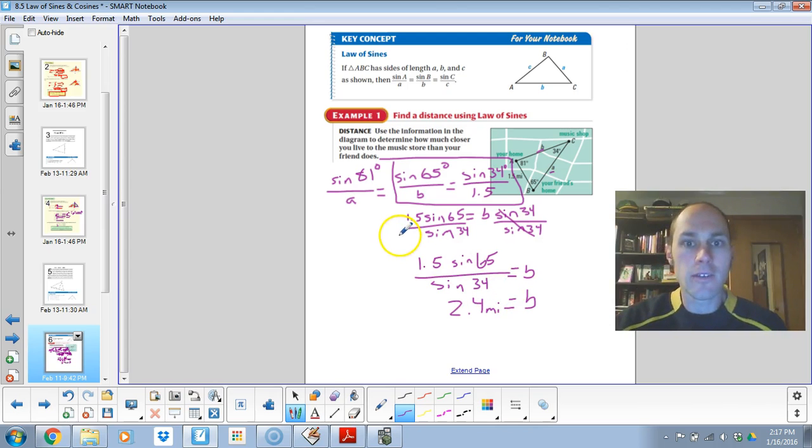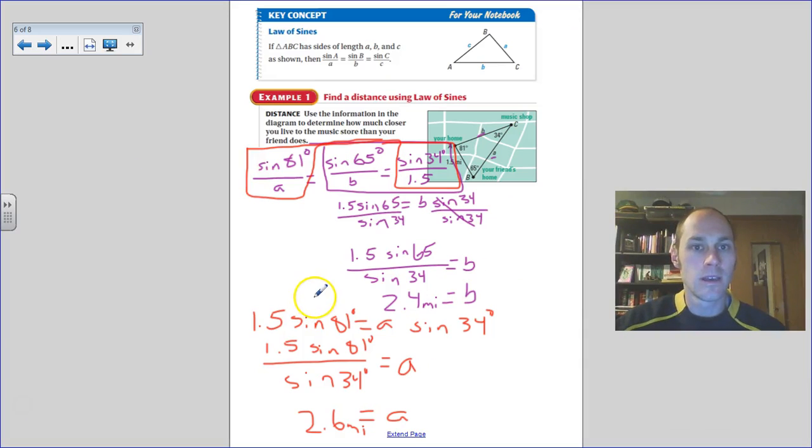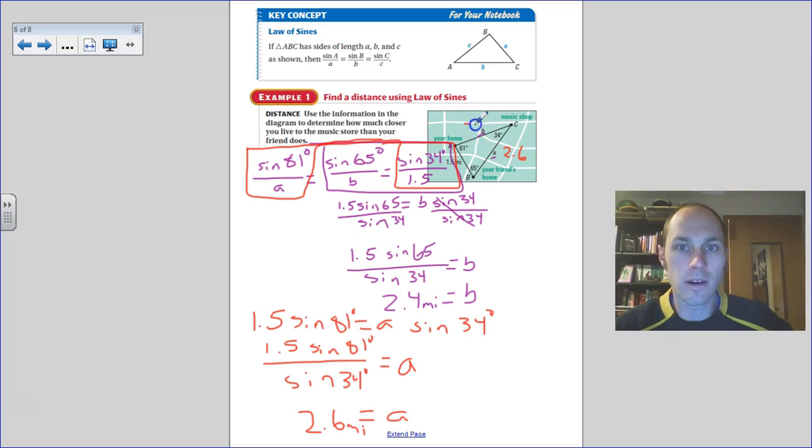So now why don't you try solving for A and see what you get. Okay, so I took sine of 81 over A and compared it to sine of 34 over 1.5. You could have compared it with our value for B, 2.4, if you wanted to. So I did cross products: 1.5 times sine of 81 equals A times sine of 34. Divided both sides by the sine of 34, and when I calculated that, I got 2.6 miles. So A is 2.6 and B is 2.4.